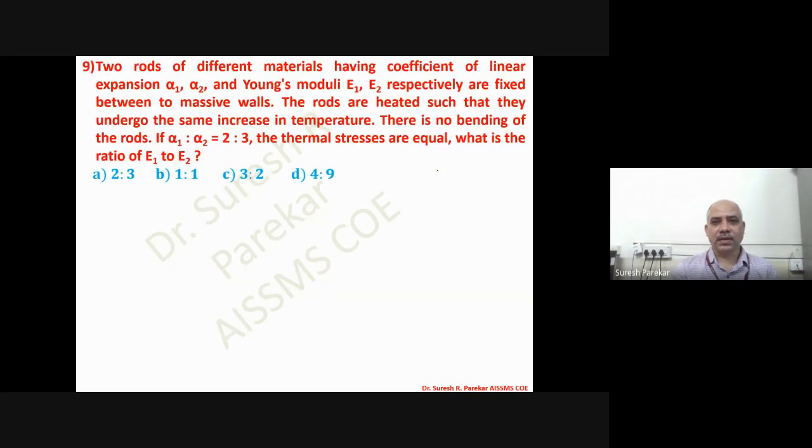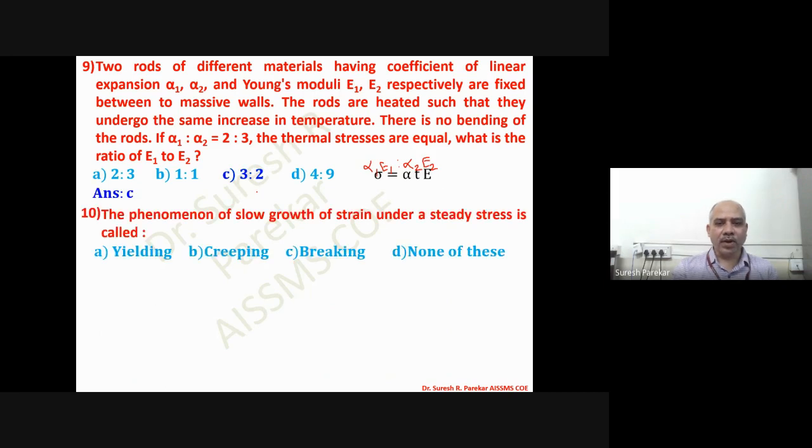And two rods of different materials, then we have this value that sigma is equal to alpha TE. So we have E same, so we have alpha E1 is to alpha E2. And now we are interested in E1 to E2. So we have E1 to E2 as alpha 2 to alpha 1. Alpha 2 we have 3. So we have 3 to 2. Option is C. Then the phenomenon of slow growth of strain under a steady stress is called creeping.